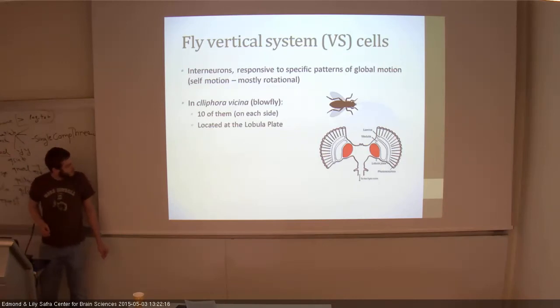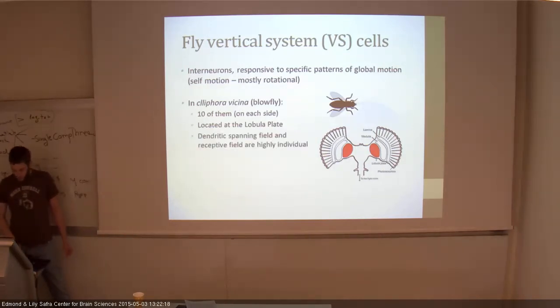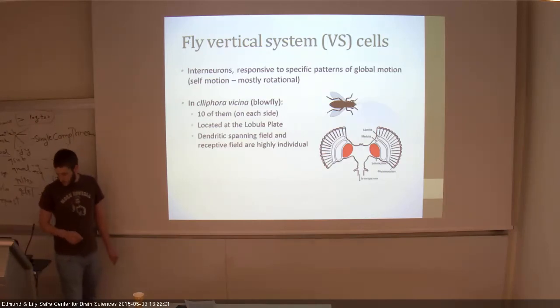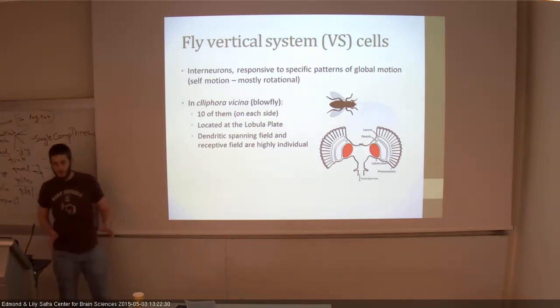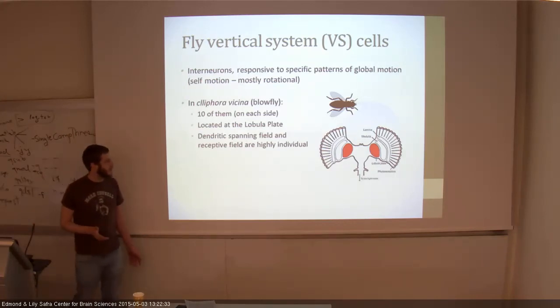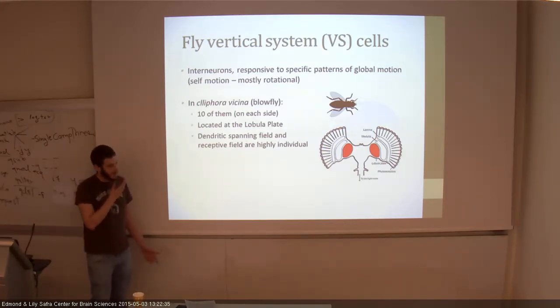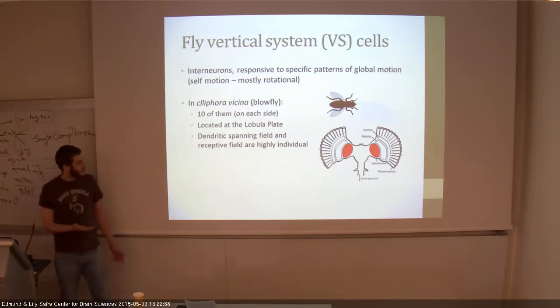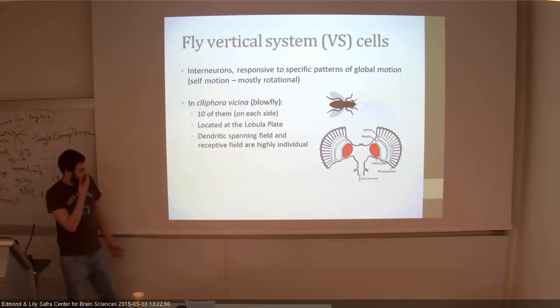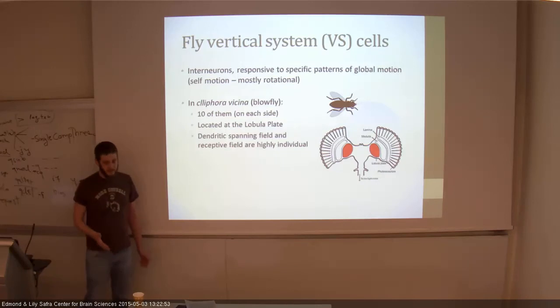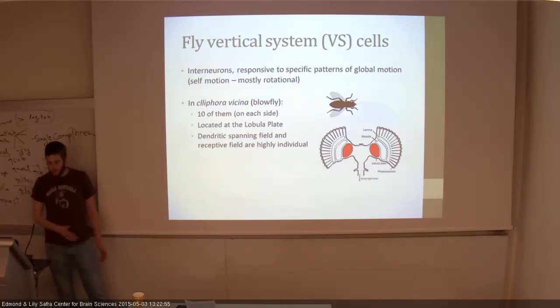To get back to this slide, the dendritic spanning fields and receptive fields are highly individual. So what am I talking about? The spanning field is the way that the dendrites are organized in the cell: the density of the dendrites, the location, and the length of the dendritic tree itself. It's quite individual between different individuals, and the receptive fields of the dendrites are also not as fixed as in C. elegans, which is very similar between different individuals. In the fly, it's already more heterogeneous between individuals.